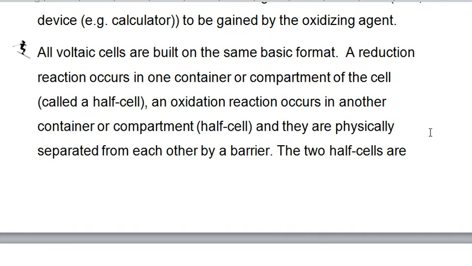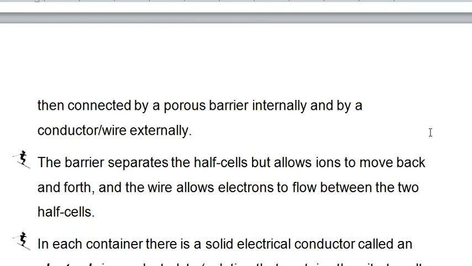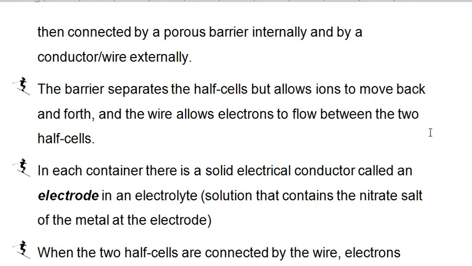A reduction reaction occurs in one container or one compartment of the cell. That's called a half cell. And an oxidation reaction occurs in another container or another compartment, also called a half cell. And they're physically separated by a barrier, okay? But it's got to be a porous barrier. It allows ion movement, but doesn't actually allow the solutions to mix, okay? So the two half cells are, as I said, connected by a porous barrier internally and by a conducting wire externally. So there are two connections, an internal connection between the solutions and an external connection between the electrodes, okay? The barrier separates the half cells, but allows ions to move back and forth, and the wire allows electrons to move between the two half cells.